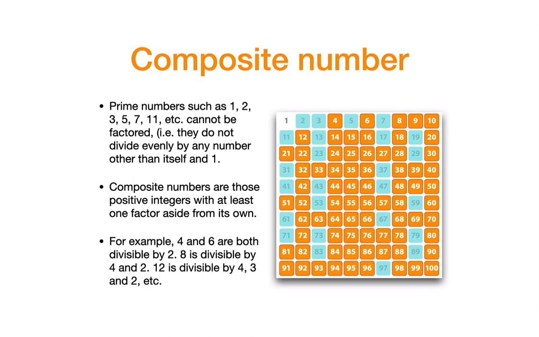Composite number. Prime numbers such as 1, 2, 3, 5, 7, 11, etc. cannot be factored. That is, they do not divide evenly by any number other than itself and 1. Composite numbers are those positive integers with at least one factor aside from its own. For example, 4 and 6 are both divisible by 2, 8 is divisible by 4 and 2, 12 is divisible by 4, 3 and 2, etc.